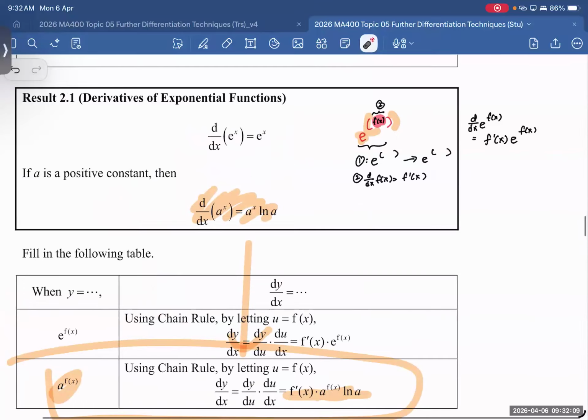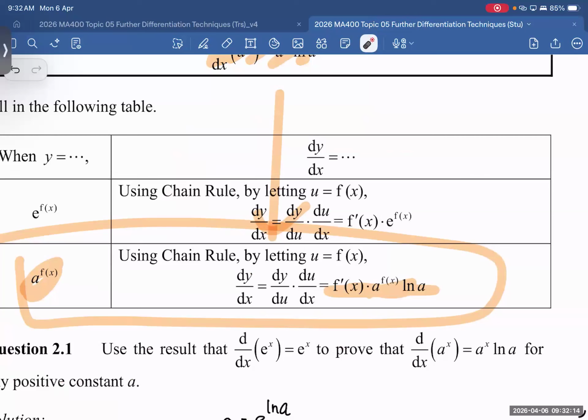Now for a power f(x), first we need to do a power x log. Okay, so let's assume that you all have proven this. You prove this first. Then I go through.